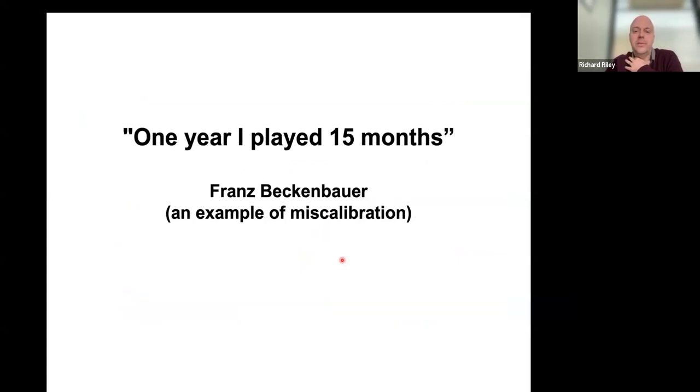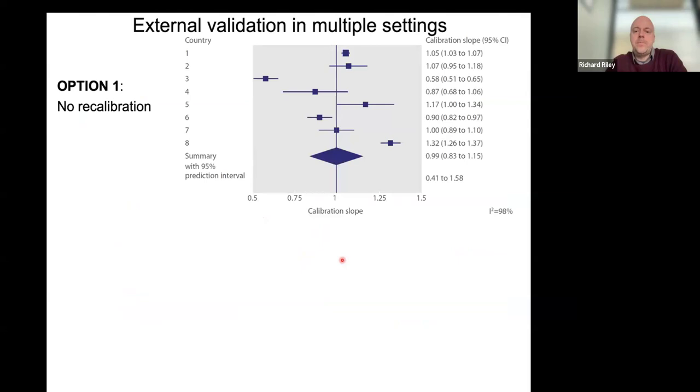Clearly, it can't play more than 15 months, but sometimes when we make predictions, for example, of risk, it may be too high or systematically too low. I got IPD from 8 countries and I validated a breast cancer prediction model. And what I'm looking for is a calibration slope of 1.